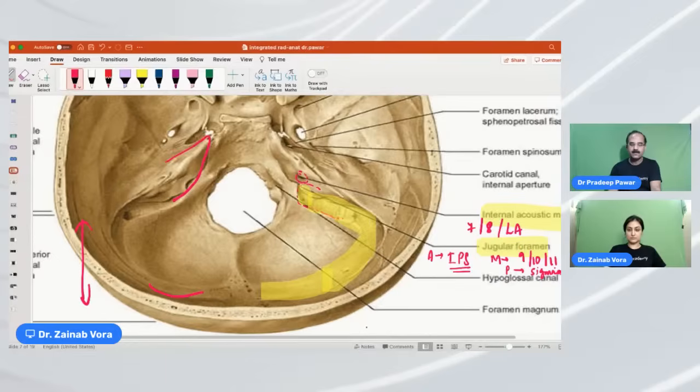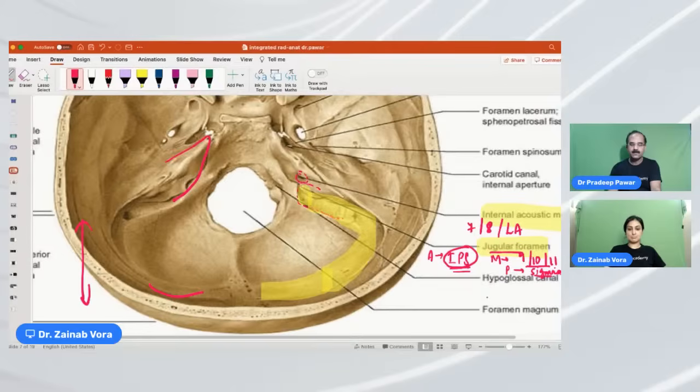So just once again to brief, what passes to the jugular foramen? The anterior compartment is the inferior petrosal sinus. The middle compartment, the 9th, 10th, and the 11th cranial nerves, and the posterior compartment is the sigmoid sinus, right?